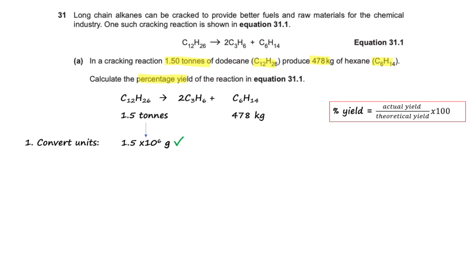It says in the question that 478 kilograms of hexane is produced. And this is 478,000 grams. This is the actual yield. Now we have the actual yield, we want to work out the theoretical yield. But to do this, we have to first work out the number of moles of dodecane.